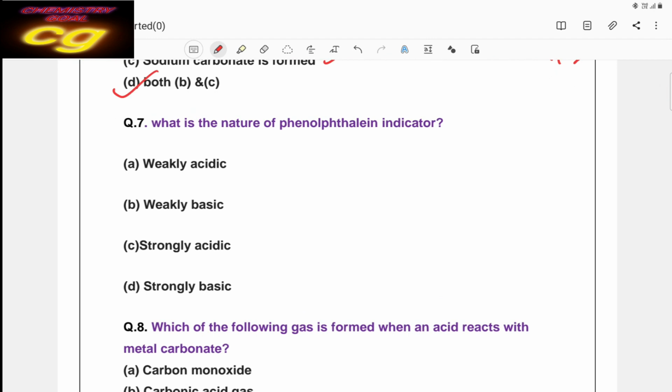What is the nature of phenolphthalein indicator? Remember, an indicator is a weak acid or base. All indicators behave as weak acids or bases. Phenolphthalein shows pink color in basic medium, so it is weakly acidic, because it reacts with base forming salt, that's why it is pink. So the answer is weakly acidic.